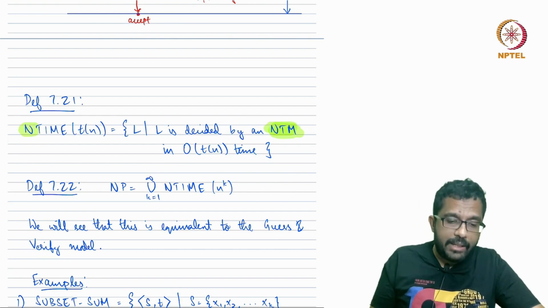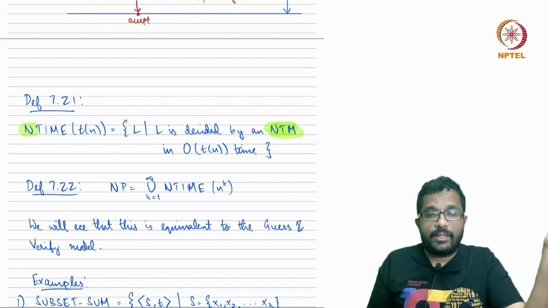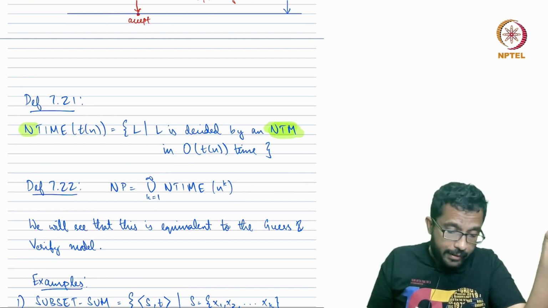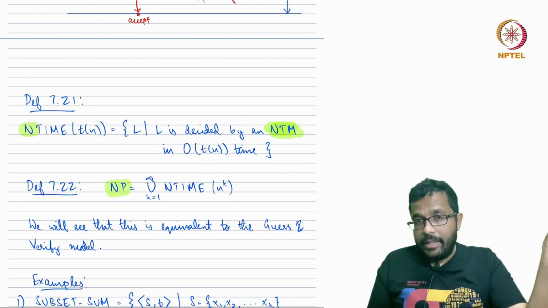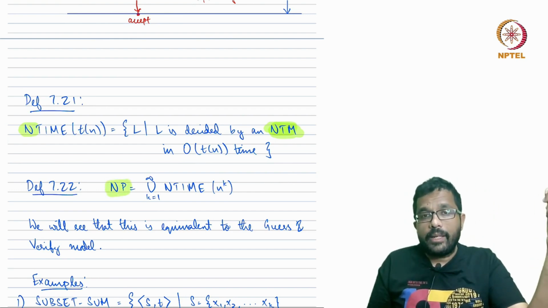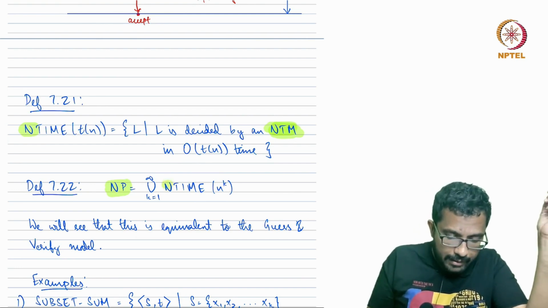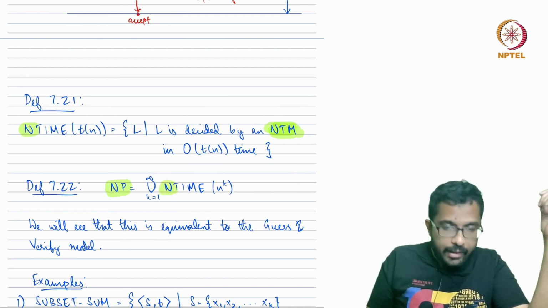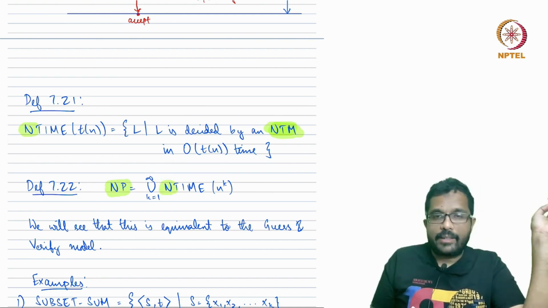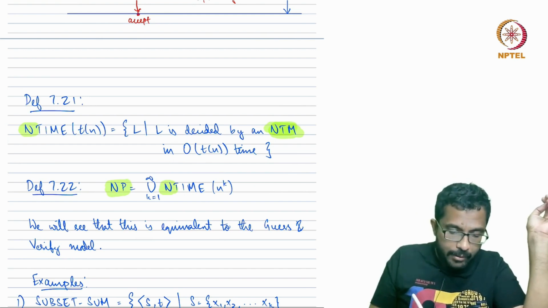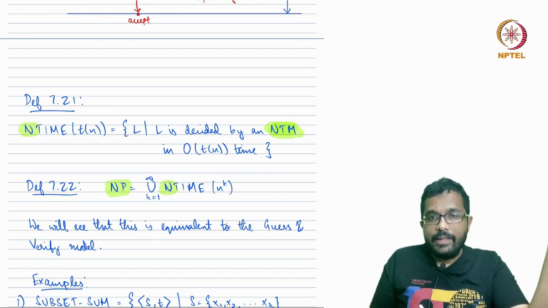And just like we had P, the class of all languages that can be decided by a deterministic Turing machine in polynomial time, we have NP, which is the class of all languages that can be decided in polynomial time by a non-deterministic Turing machine. So it's exactly the same, but instead of P we have NP, and instead of DTIME we have NTIME. The definition for P was the union over all k from 1 to infinity of DTIME(n^k).